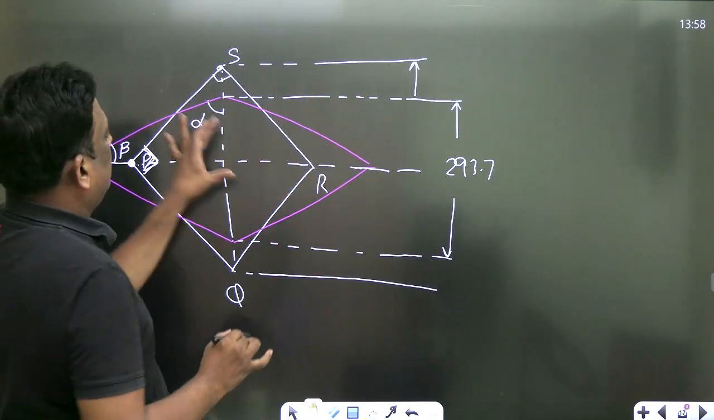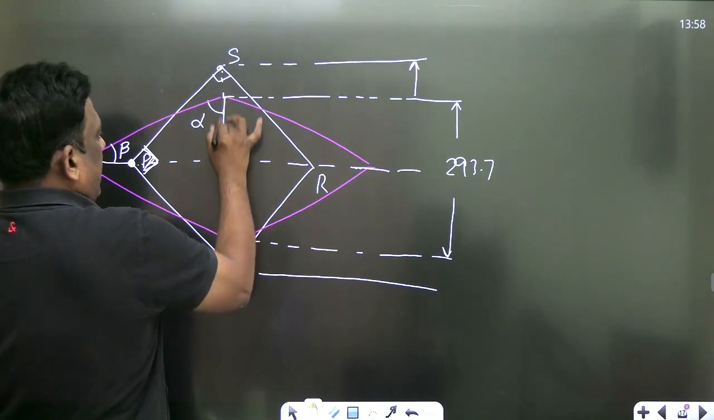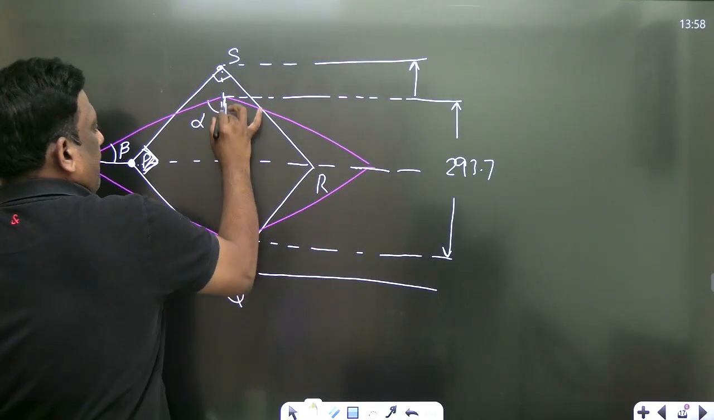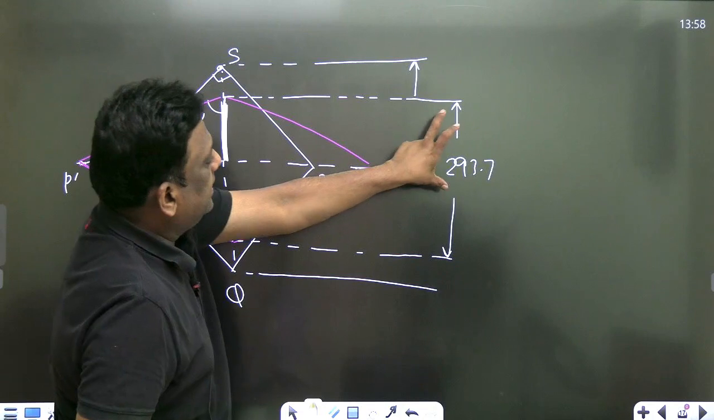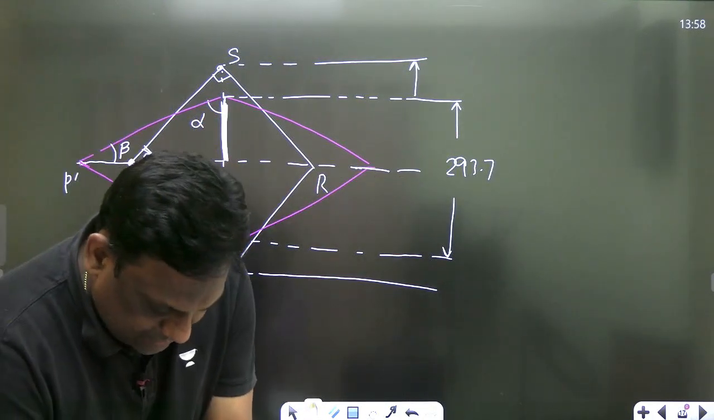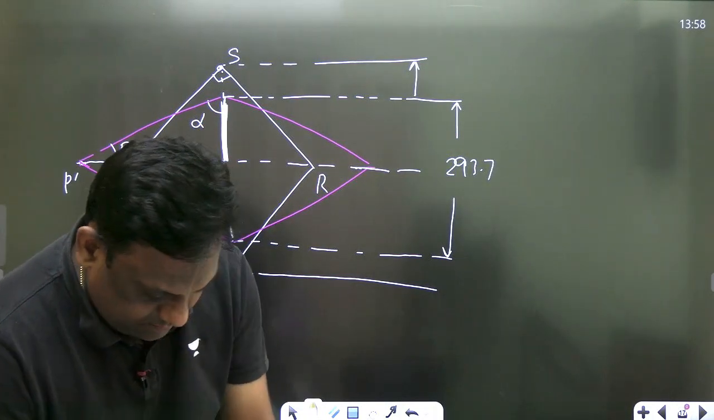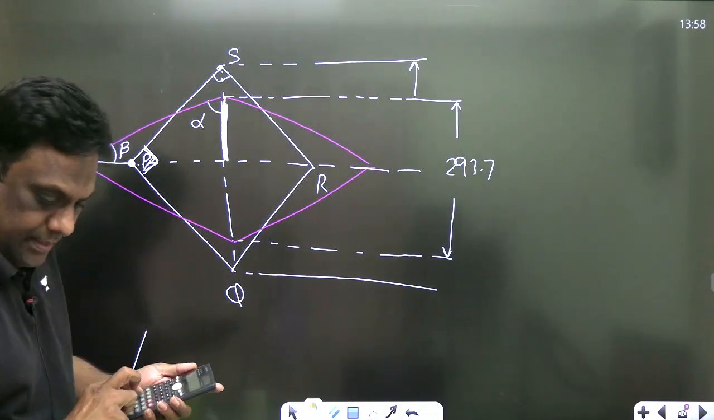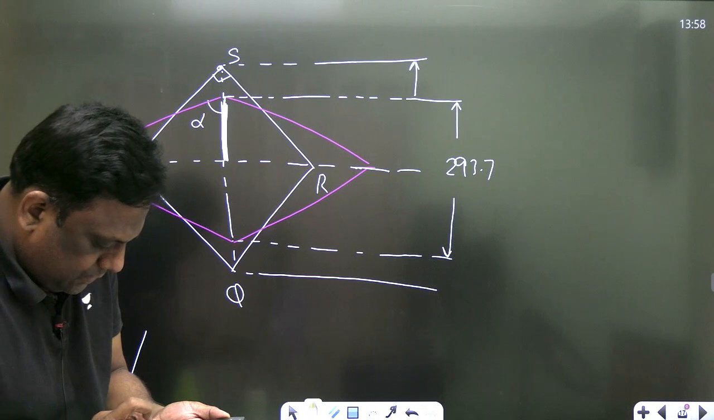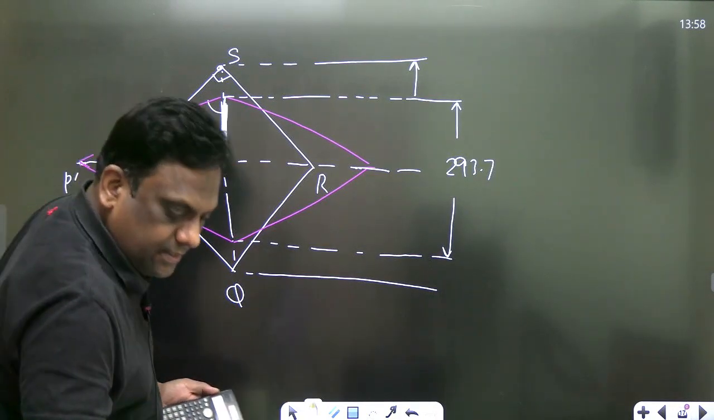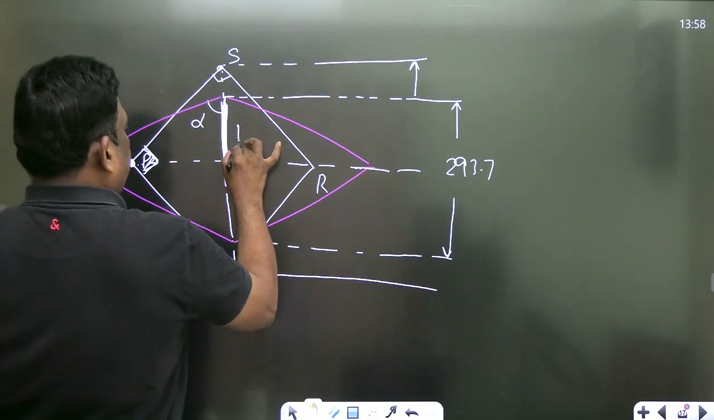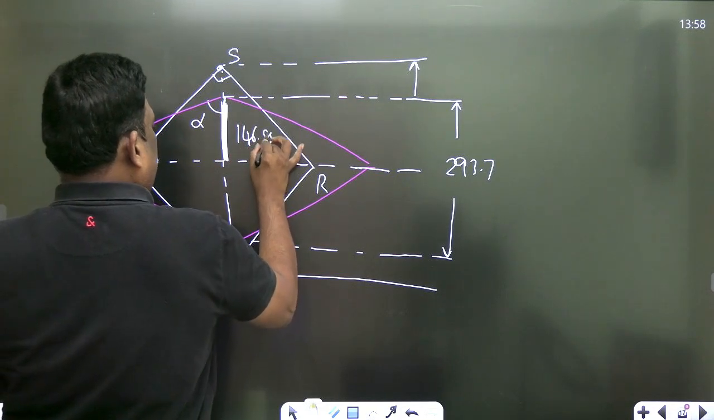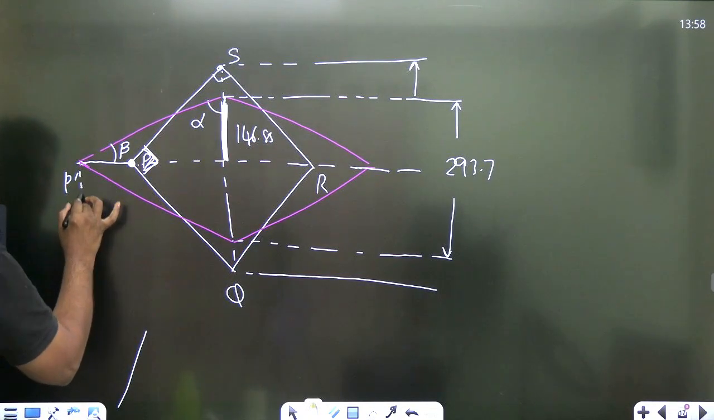Can I calculate the half of this length? ये vertical. Half of this length. ये वाला, ये वाला, ये वाला, ये वाला. This is half, half, half, half. I repeat. 293.7 by 2 कितना होगा सर? तो ये 146.85. Correct? Excellent.